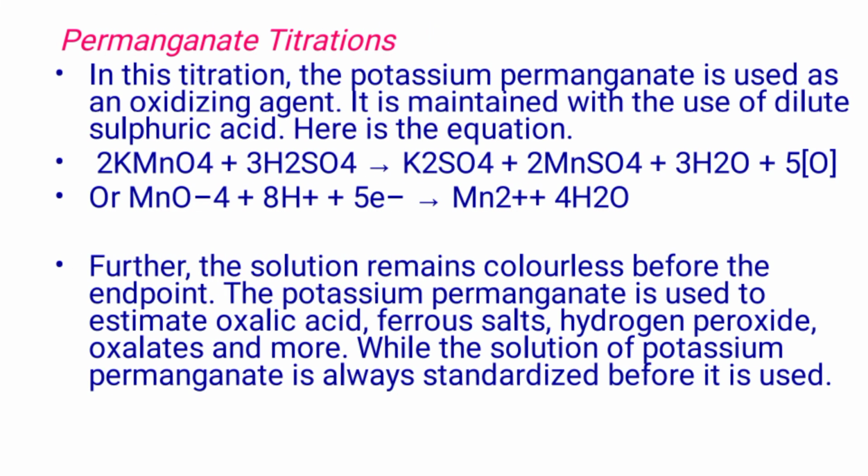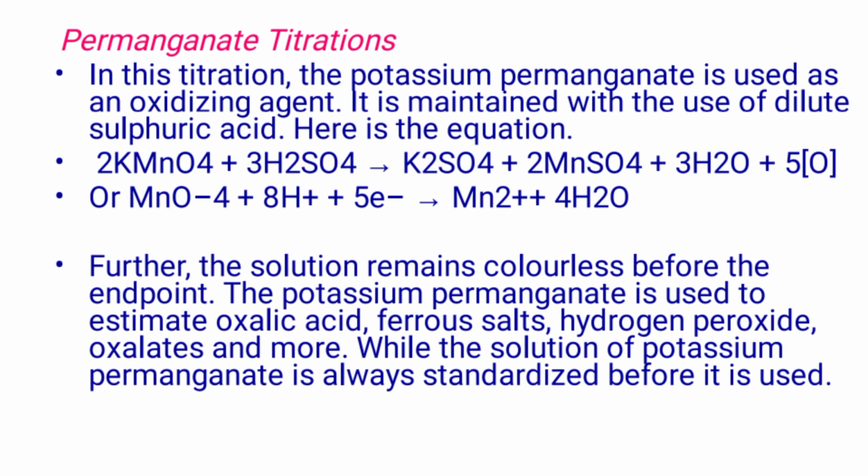Number 1 is permanganate titration. In this titration, potassium permanganate is used as an oxidizing agent. It is maintained with the use of dilute sulfuric acid. Here is the equation: 2KMnO4 plus 3H2SO4 is equal to K2SO4 plus 2MnSO4 plus 3H2O plus 5O, or MnO4- plus 8H+ plus 5e- is equal to Mn2+ plus 4H2O.